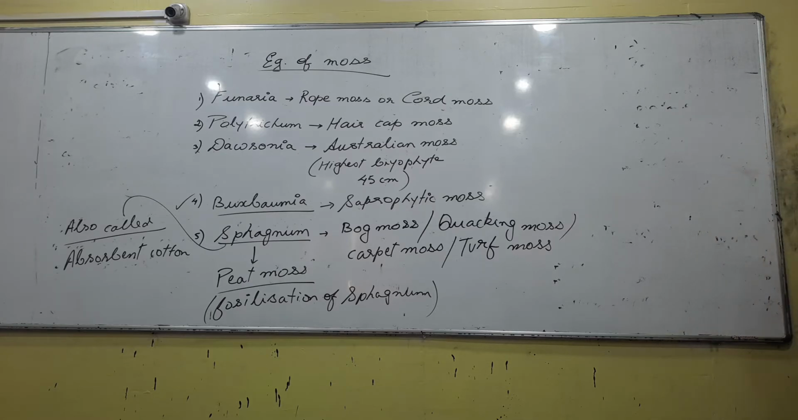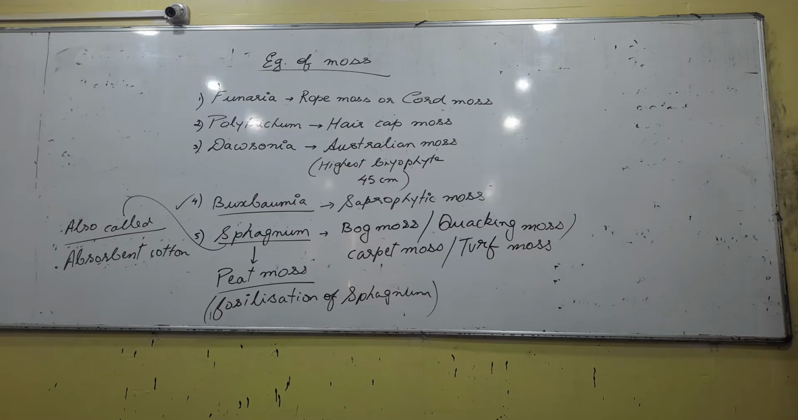So certain examples of moss, and out of all these, the most important example is obviously Sphagnum. Sphagnum is called bog moss, it is also called quacking moss, carpet moss, turf moss, peat moss, etc. So you have a lot of names for that, right? When is Sphagnum called a peat moss? When we are talking about fossilization of Sphagnum, right?